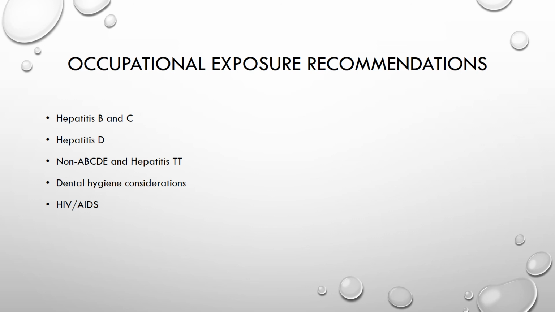Sometimes you have to get a booster. I had to get a booster sometime after my initial injection. There's no vaccine for hepatitis C at this time, so again we use universal precautions. Hepatitis D is immunity through the hepatitis B vaccine. It gives immunity to hepatitis D. So often if the patient has had hepatitis B, they will be okay with hepatitis D. But D is usually the result of drug use. We have non-A, B, C, D, and E, and hepatitis TT, which is transfusion related.